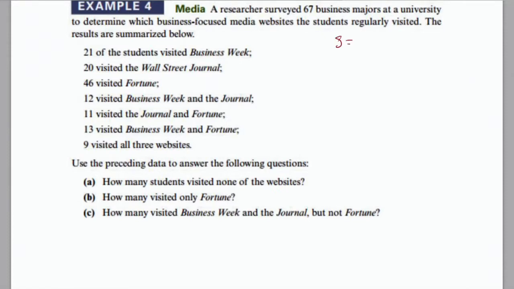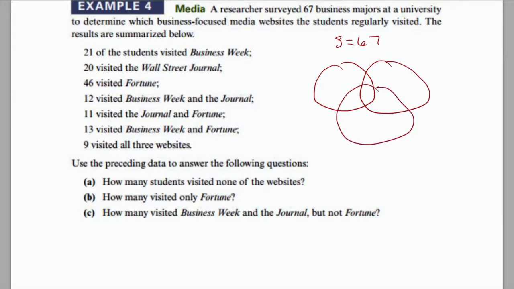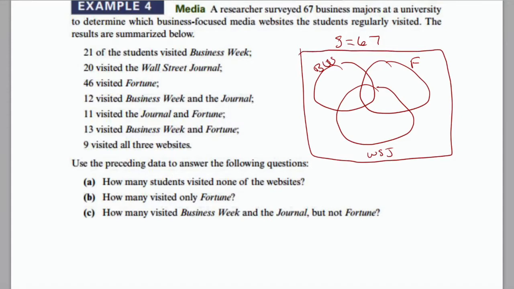So we have a sample space of 67. We have 3 circles or 3 sets. Let this one be Business Week. Let this one be Fortune, and let this one be Wall Street Journal. Okay. Now, we have that 9 visited all 3 websites. So there we go.